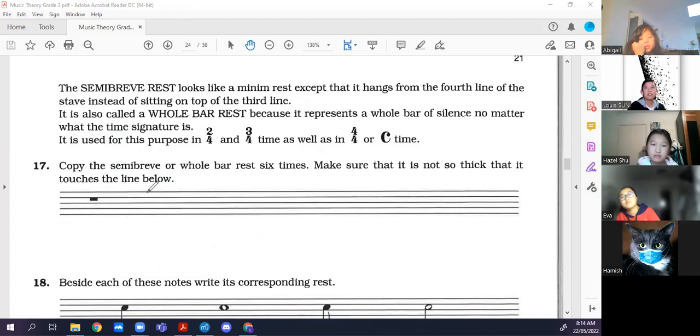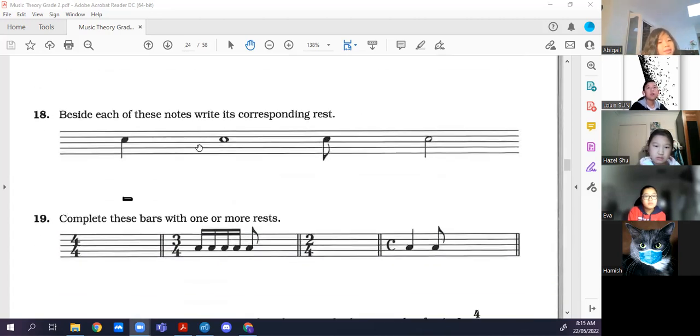So a semibreve rest can also be used to indicate a whole bar rest. What that essentially means is that in 2/4 time, if you wanted one whole bar of rest, you wouldn't use a minim rest. Instead, you would use the semibreve rest as a whole bar rest. Okay, I think that makes sense. Does that make sense, everyone?